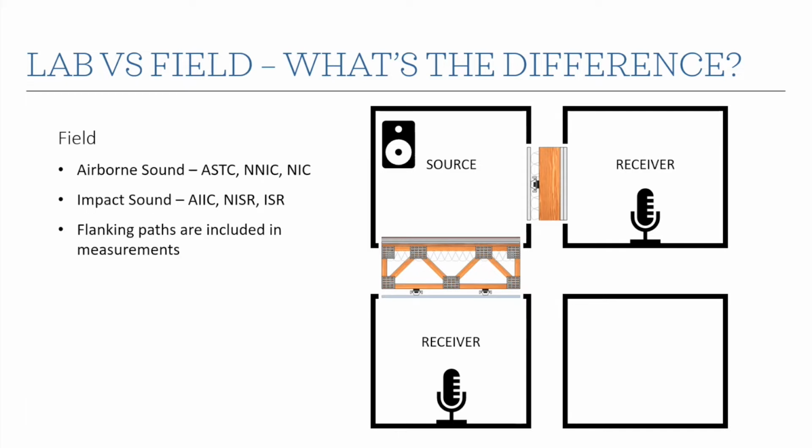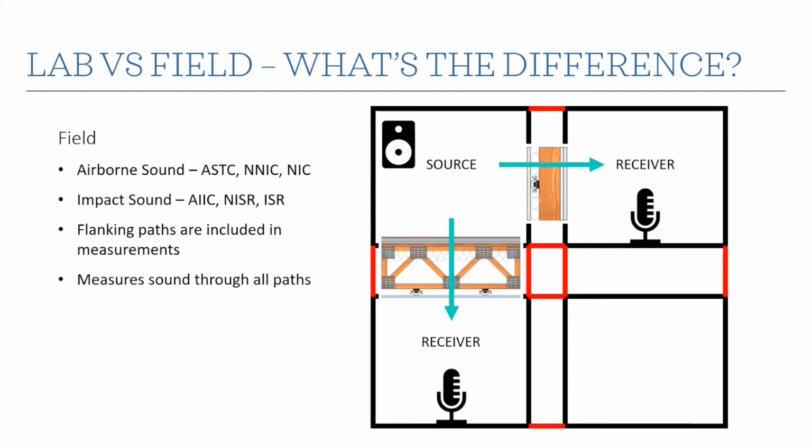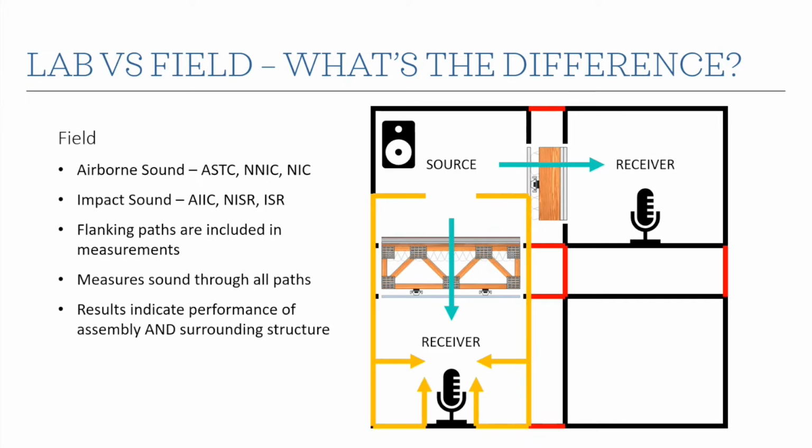In the field, though, flanking paths, those other ways that the sound can move from space to space, are included. Because in the lab, we isolate these buildings, and we're just getting the direct path. But in the real world, all these rooms are connected to each other. They're tied to each other structurally. So the sound can travel all these other ways from room to room that go around the assembly that we're testing. So when we do a measurement in the field, the results indicate the performance of the assembly, but also the surrounding structure.